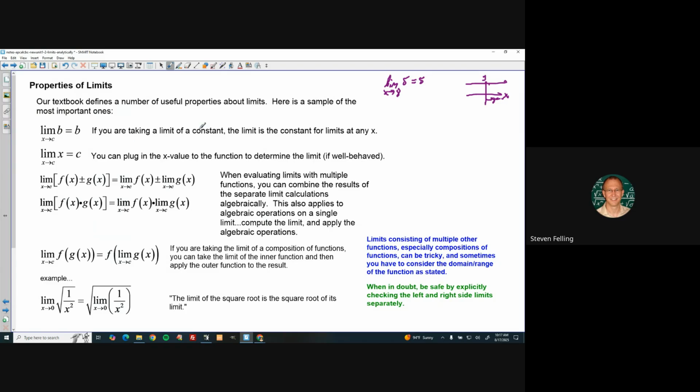That's an official property. Another property says the limit as x approaches c of the function x is equal to c, and that makes sense because if you're saying the limit as x approaches 3 of x, that means the graph is y equals x, which means if you're approaching a 3 in the x, you're approaching a 3 in the y, and therefore that's equal to that. I wouldn't even consider that a property we have to know, but that is an official property.